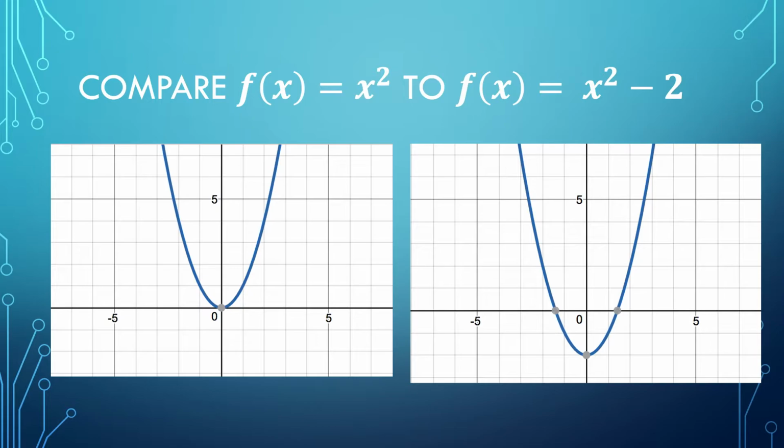On our next example, we're going to compare f of x is equal to x squared, which again is this graph, to f of x is equal to x squared minus 2, which will be this graph. Again, the only difference between our two functions is that on this second one, I have put a minus 2 on the end of the function. And look at what happens between the graphs. We start with a graph that has a vertex at 0, 0, and when we subtract 2 from the function, the entire graph shifts down 2 units.